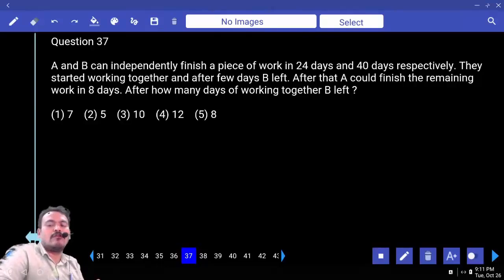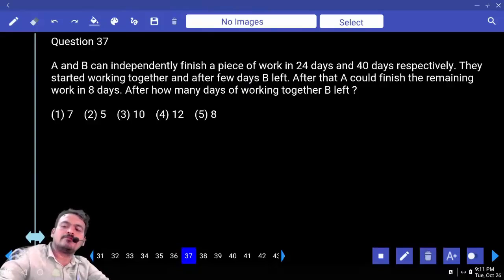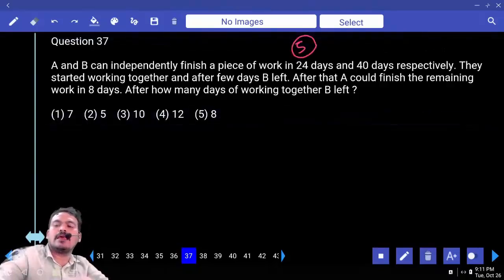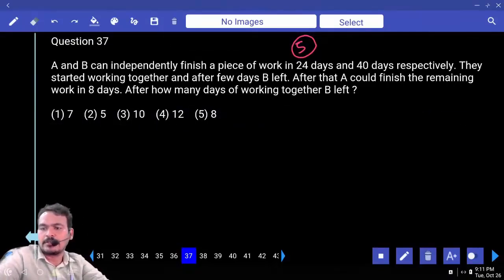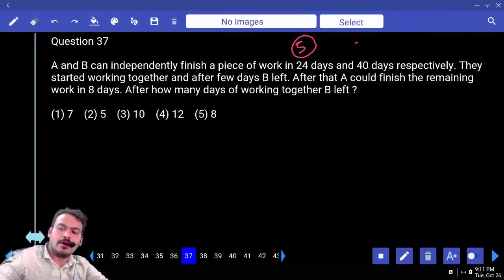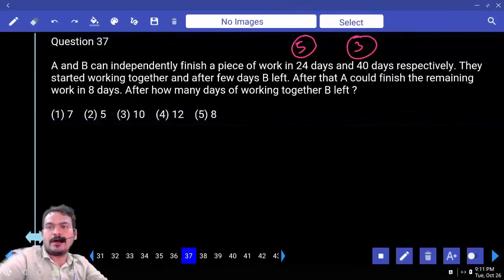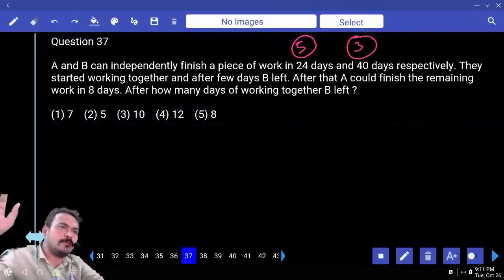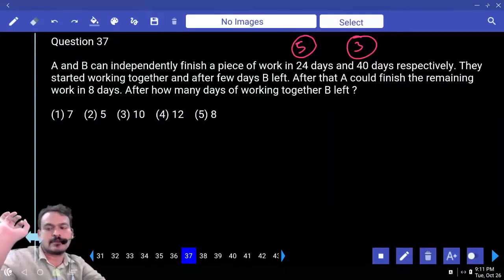Actually, A can do the whole work in 24 days. B can do the work in 40 days. What is the LCM of 24 and 40? 120. 24 how many times? 5 times. So A's efficiency is 5 parts. Then B, how many times? 3 times. So B's efficiency is 3 parts. A's efficiency is 5 parts, B's efficiency is 3 parts.